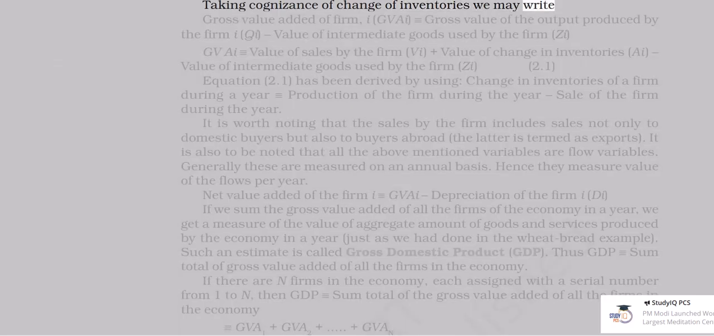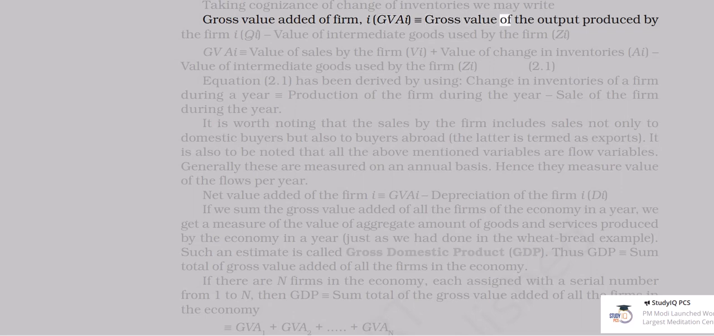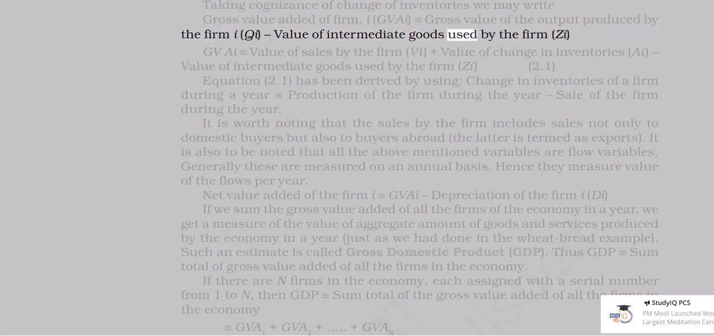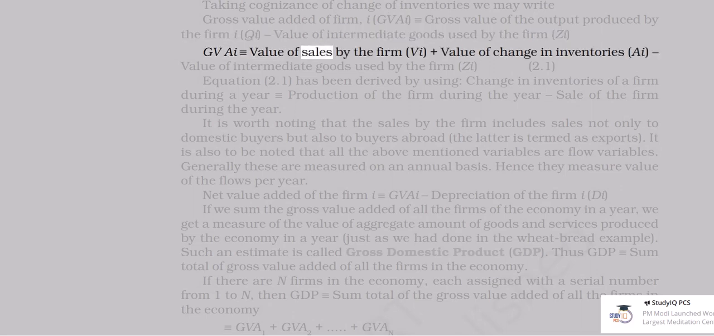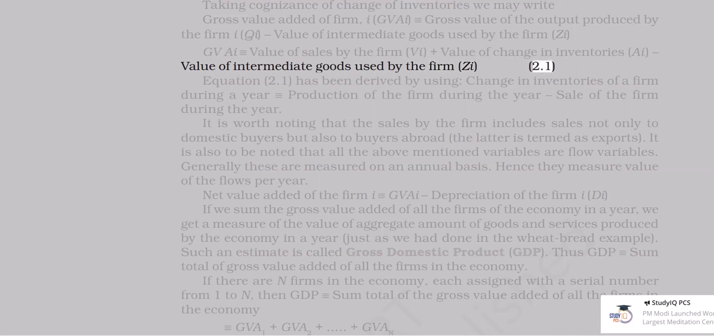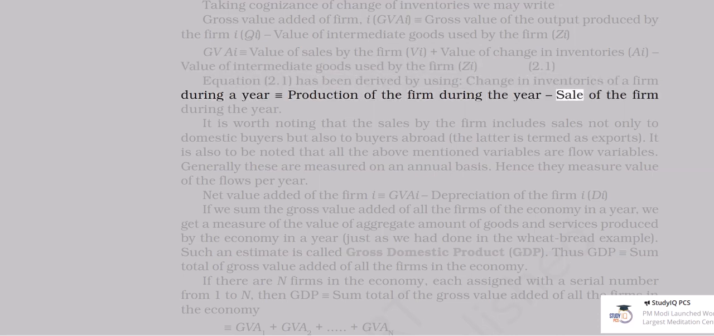Taking cognizance of change of inventories, we may write gross value added of firm i, GVA_i, equals gross value of the output produced by the firm i, GVO_i, minus value of intermediate goods used by the firm, Z_i. GVA_i equals value of sales by the firm i, plus value of change in inventories, minus value of intermediate goods used by the firm, Z_i. Equation 2.1 has been derived by using change in inventories of a firm during the year equals production of the firm during the year minus sale of the firm during the year.